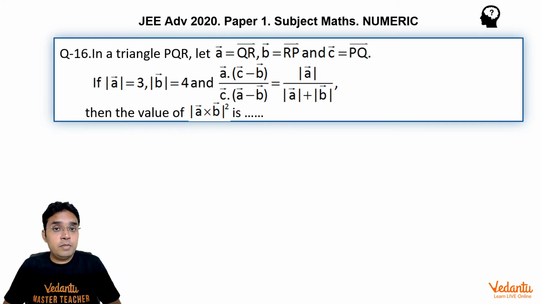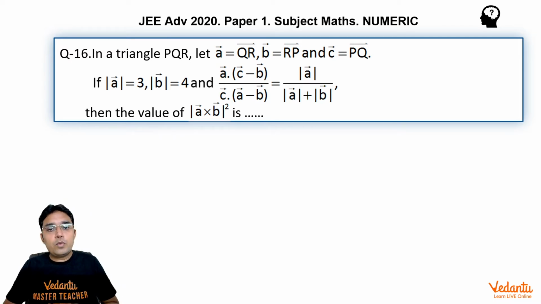This is question number 16 from paper 1. This question is from the topic vectors, which is very important for JEE Advanced. We have seen every year 2 to 3 questions from this chapter. This question is a mix of dot product and cross product. Let us see what this question is.